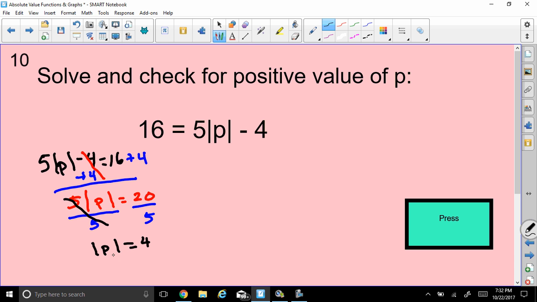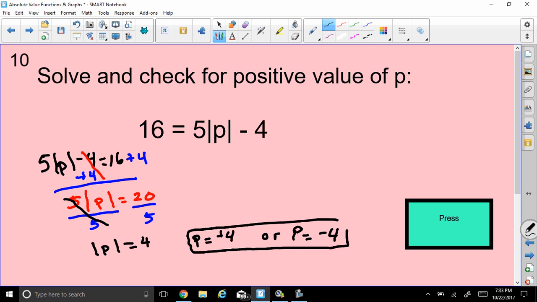And now we remember, all we have to do is set one of these terms equal to positive and the other one equal to negative. And I say those are the answers. But we better check it. So let's check it. Let's go back to the top of the question.